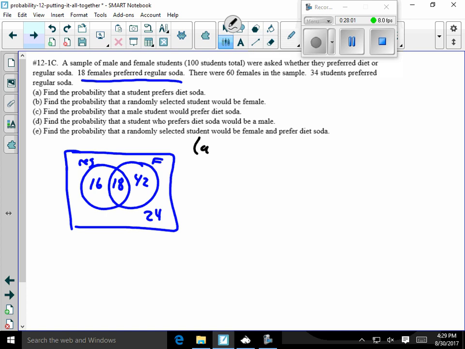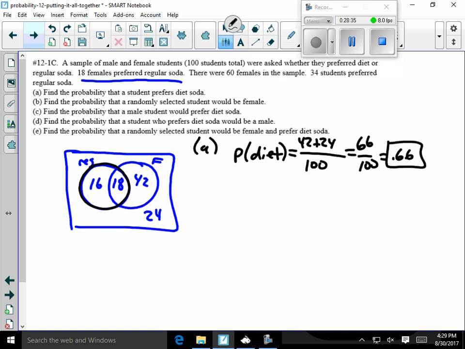So for part A, we're finding the probability that a person likes diet soda, right? So that is a simple probability, no conditional probability. So that means it's going to be out of all 100 students. And then we have to include everything that's in the diet circle. Well, there is no diet circle, right? Basically, it's everything outside of the regular circle. So you can think of it as everything not inside that black circle. And that would be the 42 plus the 24. So if I just added those up, that turns out to be 66 out of the 100, or 66%. So that, again, matches the probabilities we calculated before, but this time with a Venn diagram.